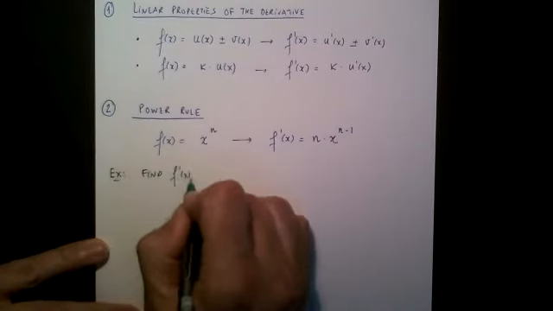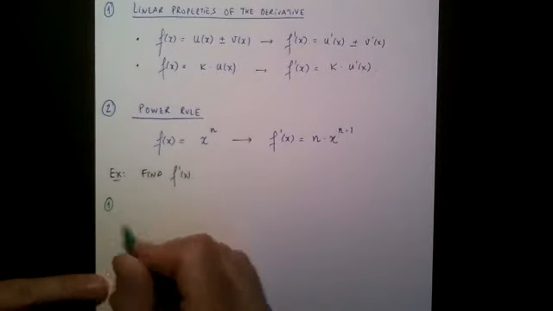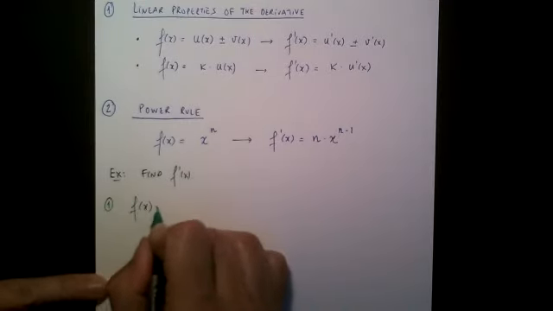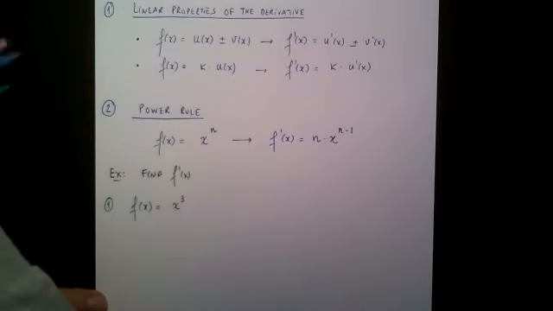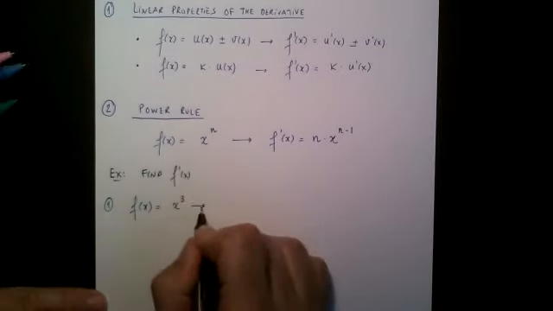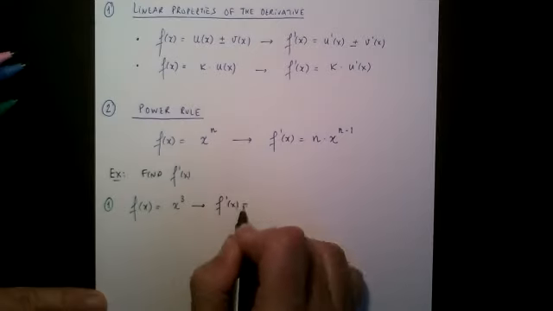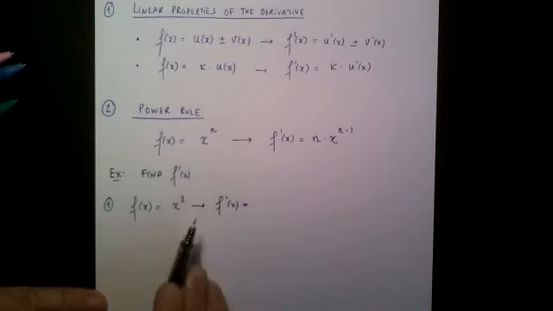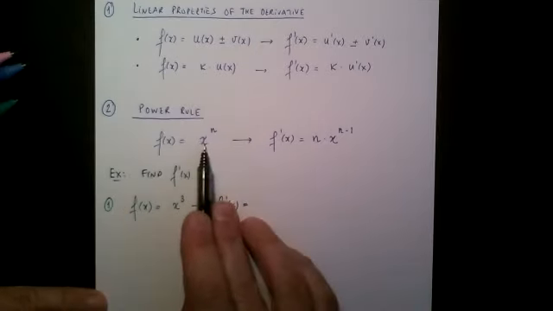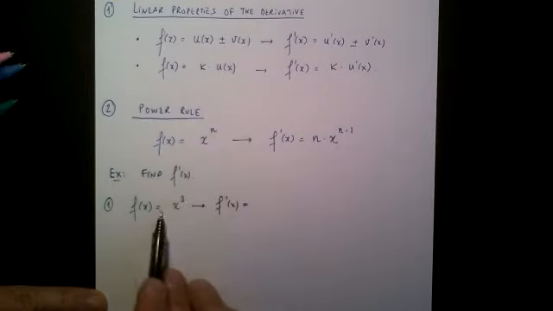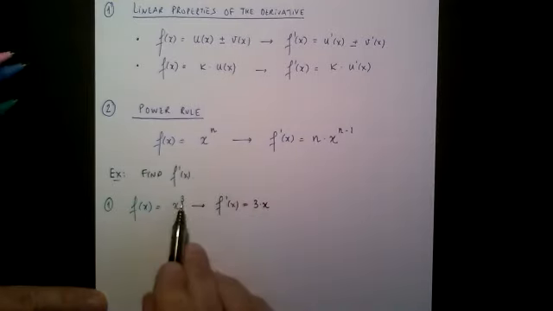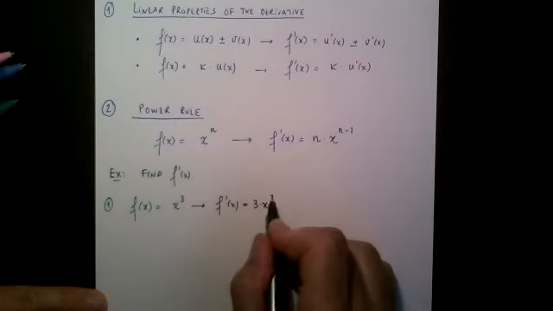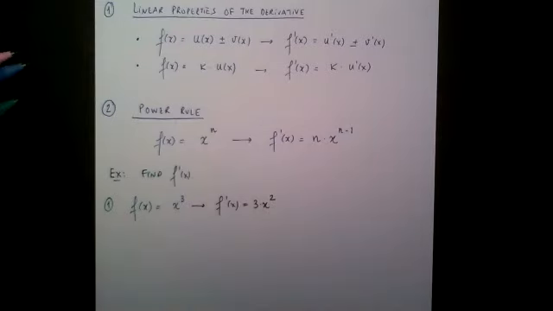Find f prime of x. So first, a very easy one, f of x equals x cubed. Right away, tell me what f prime is going to be. What does my rule tell me? x to the power 3, so you put the 3 in front, so it's 3 times x to the power of 3 minus 1, which is 2. Get it? Easy?